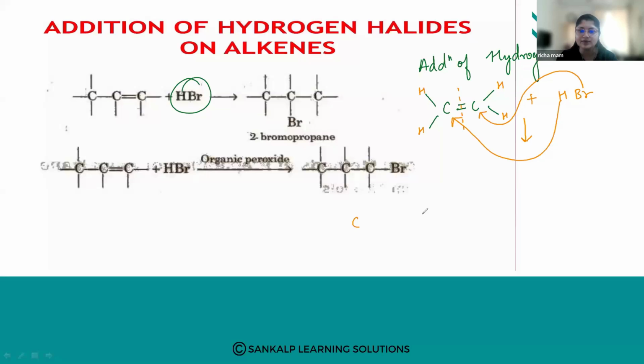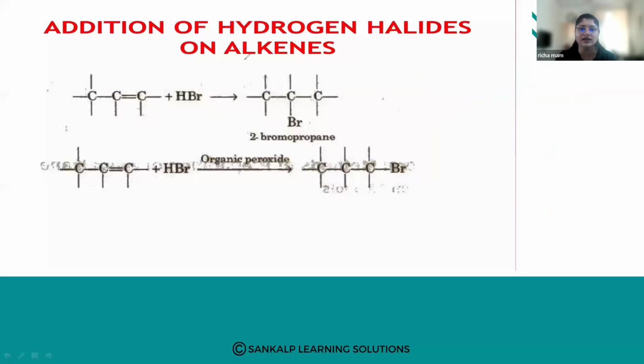Suppose one more example. This is also a symmetrical alkene. So if I put HBr, what will happen? I'll write the product here itself. One hydrogen will add and one Br will add, or Br anywhere and hydrogen here, like this. So this is about symmetrical alkene.